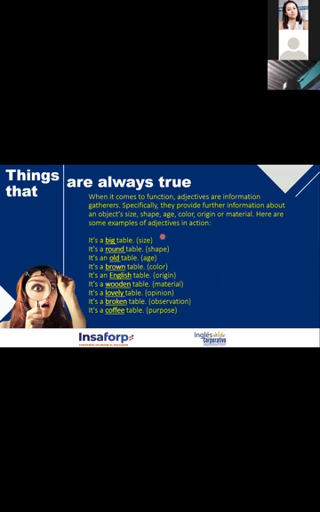So, things that are always true when it comes to functions. Adjectives are information gatherers. Especially, they provide further information about an object: size, shape, age, color, origin, material. Aquí estamos viendo los tipos de los que ya vimos, the order, right?